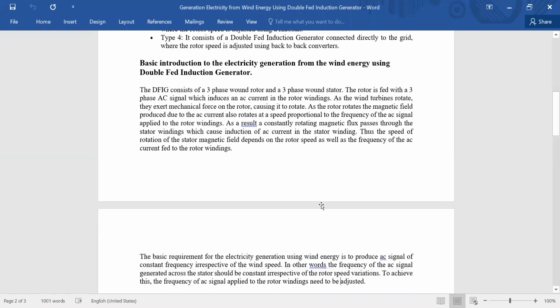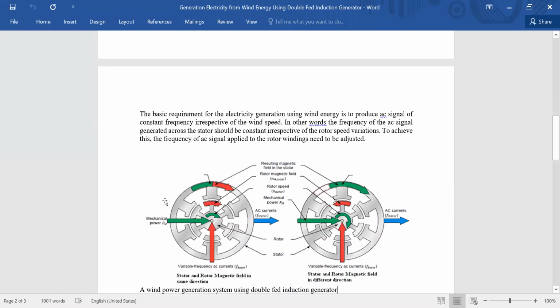rotor winding. Here it is shown that the stator and the rotor magnetic field are in the same direction, and here the stator and the rotor magnetic field are in different, opposite directions. So the basic requirement for electricity generation using wind energy is that we use wind energy to produce an AC signal of constant frequency, which does not depend on the wind speed; it will be irrespective of the speed.